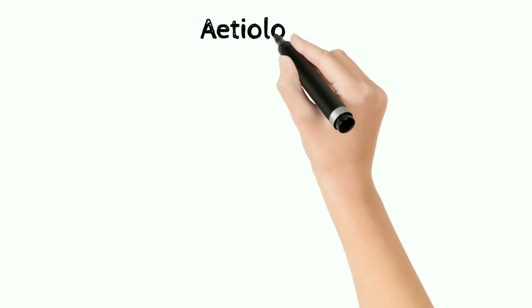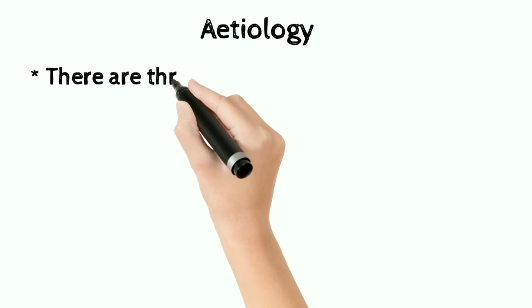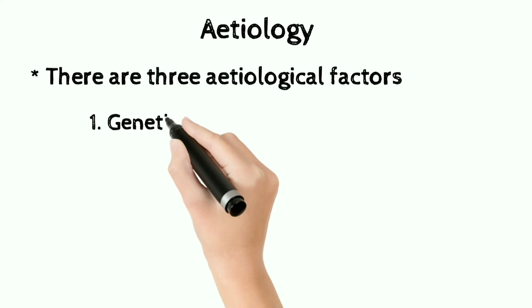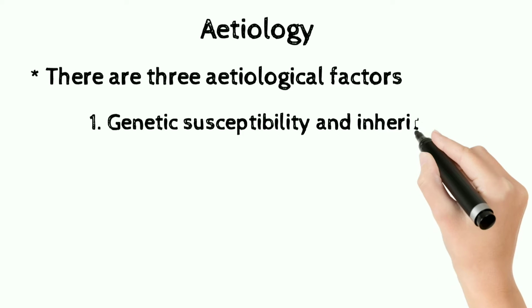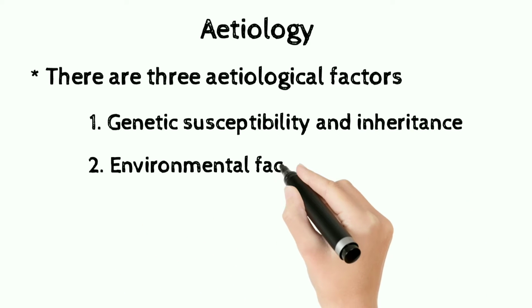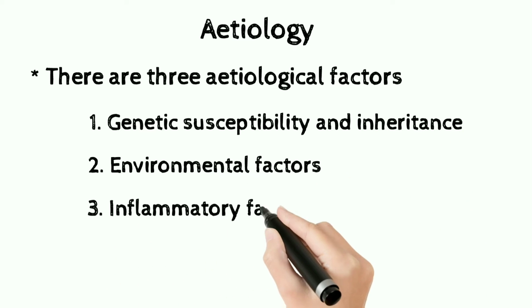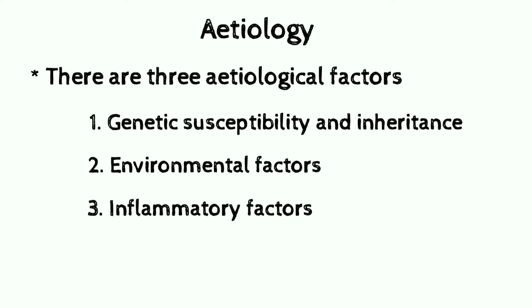Another important thing is the etiology of this disease. There are 3 etiological factors that predispose to type 2 diabetes. First, genetic susceptibility and inheritance. Second is environmental factors. Third is inflammatory factors. All the above factors influence the development of this disease.